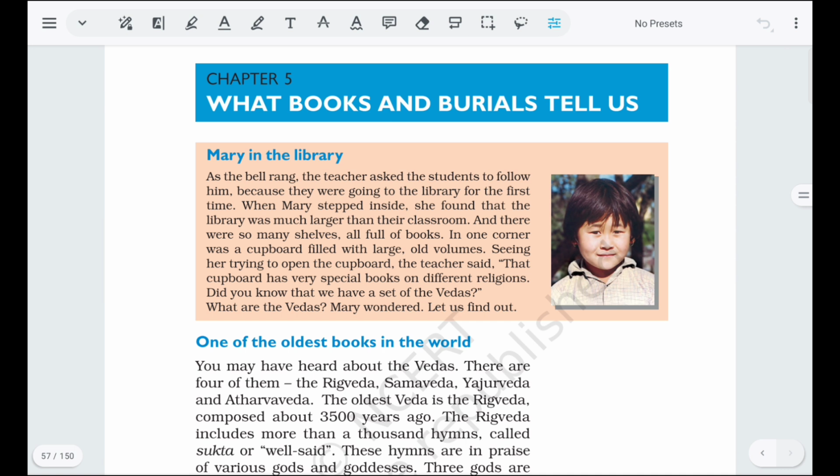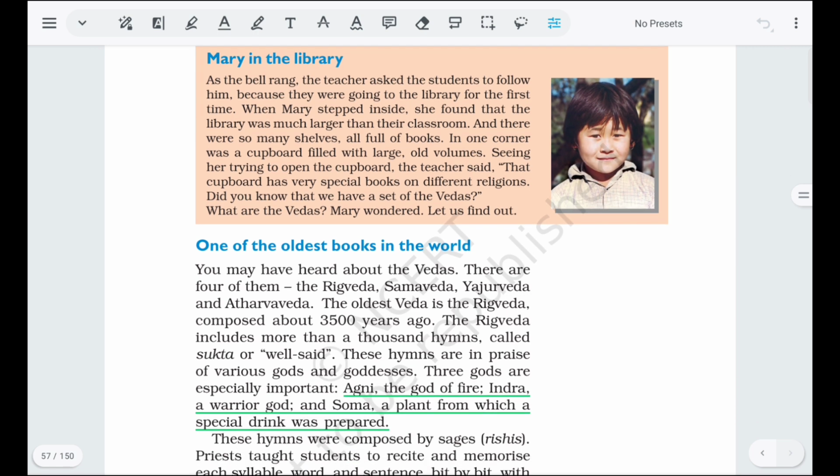So in this chapter we are going to look at the Vedic age or the founding of the Vedas, what we get to know from the Vedas and the other books that we found from that time, or the burials where people buried their dead. Based on the burials, what can we learn about the people, and how many types of burials were there. So these are the things that we are going to discuss in this chapter.